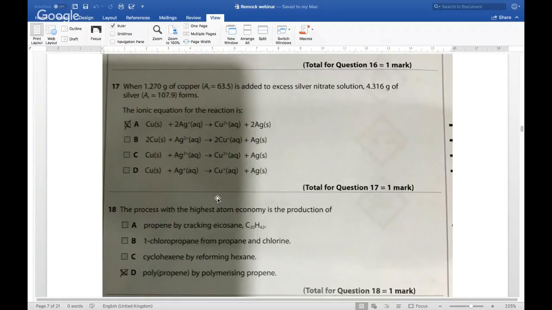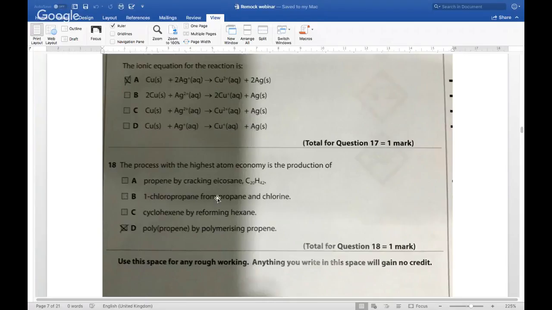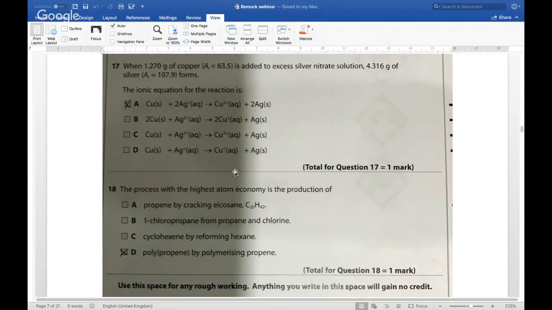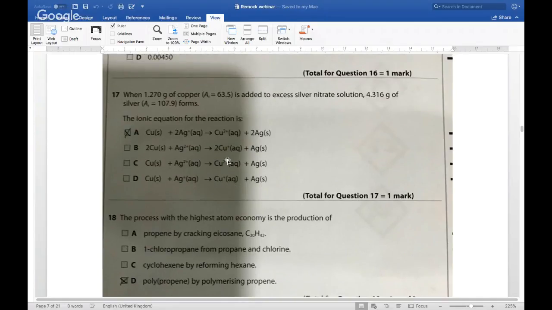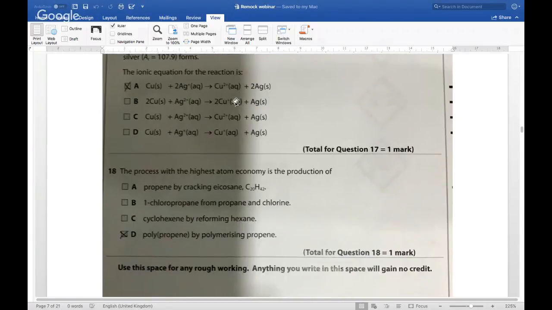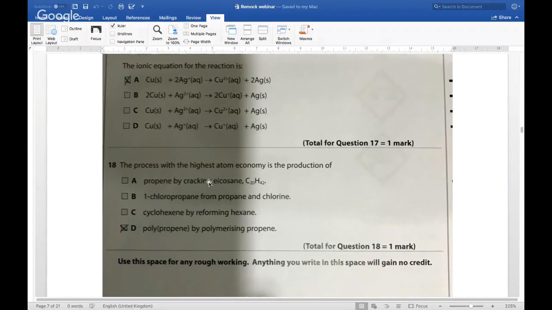Next. By the way, some people might argue with me here and go, but copper can form a 1+. Copper can form 1+. Very, very unusual. It's a rarity, copper 1. Copper 2 is the most common stable ion, so always aim for copper 2.